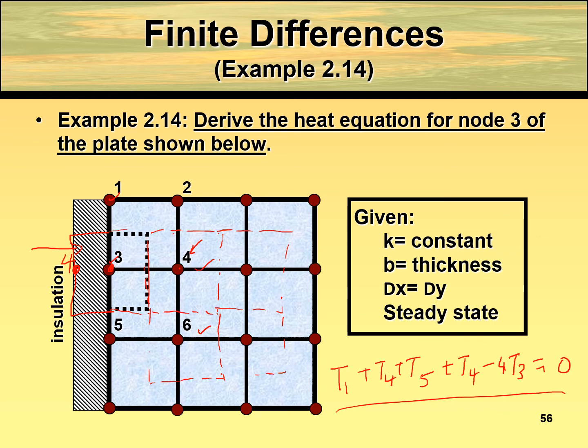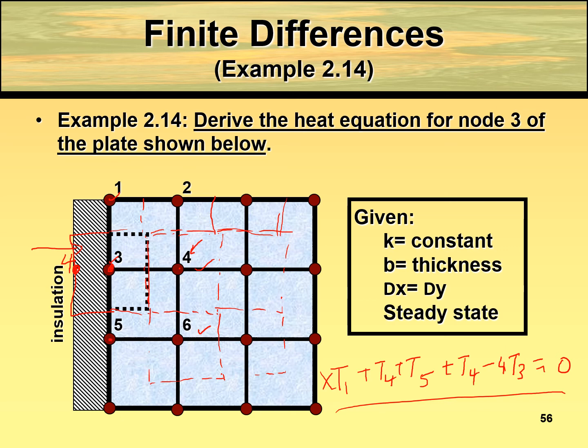Now look at node number 2. Node number 2 is half a node, but you don't have insulation here, so then you can't use this equation, right? This node again is only half a node. You don't have insulation, you can't, right?